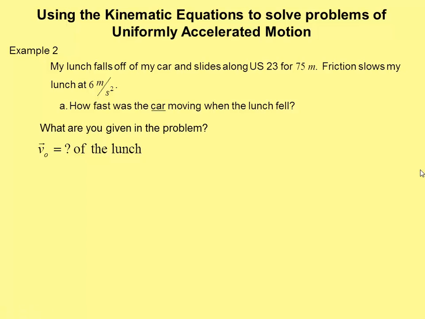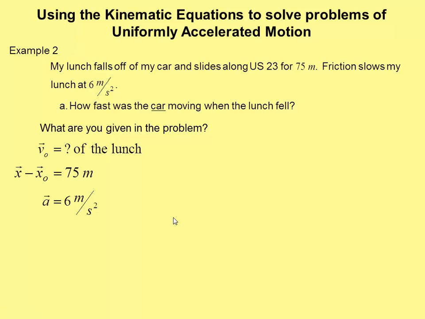Well, let's go along the numbers here. US 23 is the name of the highway. 75 meters is how far my lunch slid. And that would be, of course, a displacement. So our displacement is 75 meters. Friction slows my lunch at 6 meters per second squared, so that is the acceleration.